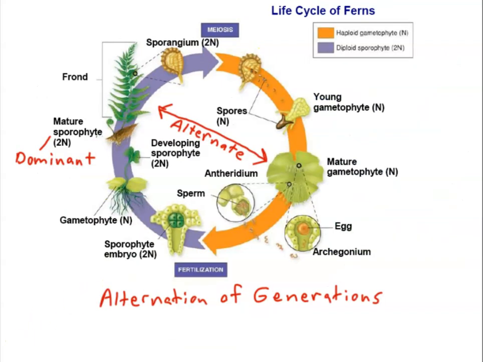So here's the whole life cycle together, and the only reason we're looking at this really is to just put it all together and point out that what we have just described is alternation of generations. Diploid sporophyte, haploid gametophyte, diploid sporophyte, haploid gametophyte. That's how the life cycle takes place in all plants. But the difference here is from the mosses. In the mosses, the gametophyte was dominant and the sporophyte was not.